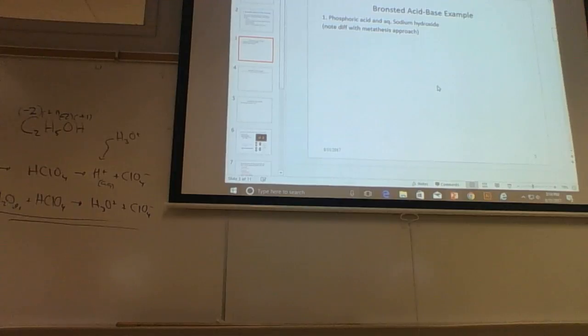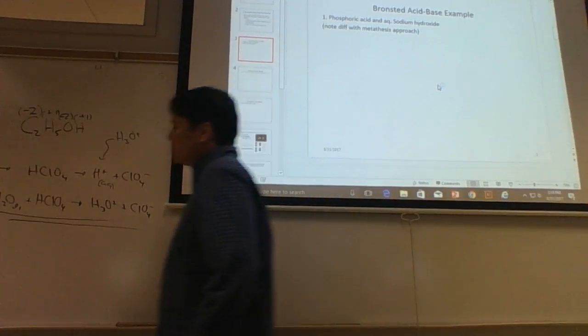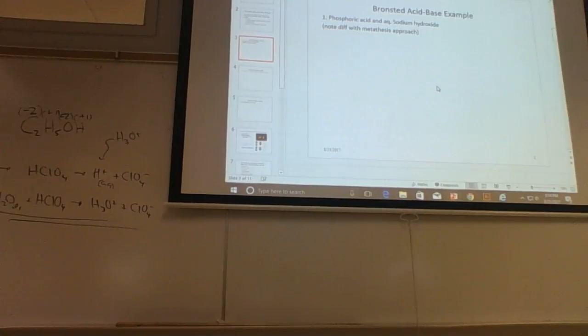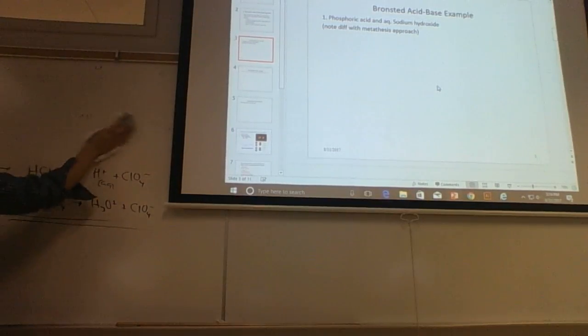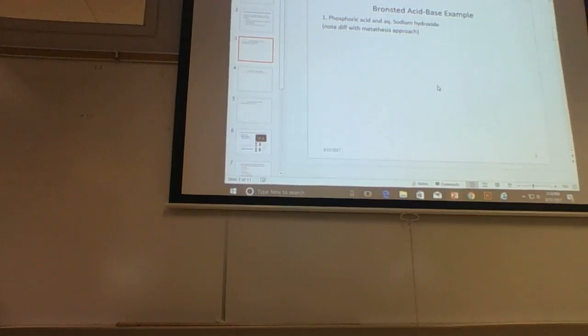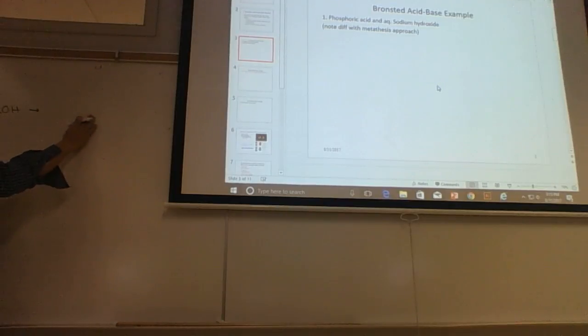So something like this we could do in two ways: phosphoric acid plus sodium hydroxide. The two approaches we can take are the metathesis approach and the Bronsted approach. If we do the metathesis approach, it's going to be like this: H3PO4 plus sodium hydroxide. When we do metathesis, we react it all the way. We don't do partial reaction, we just do full reaction. If we do full reaction here, what does it form?